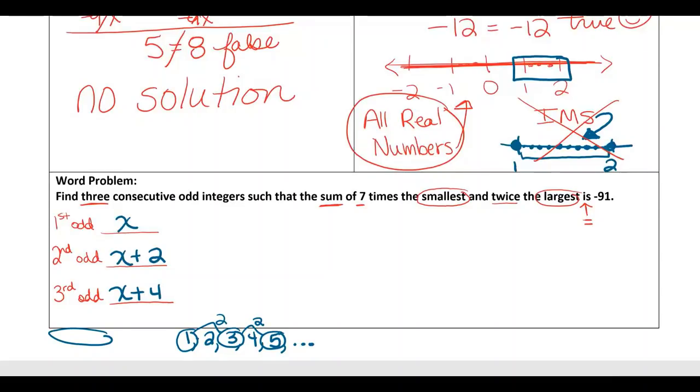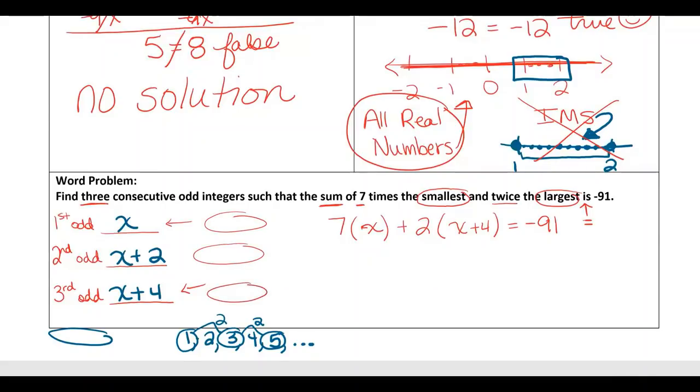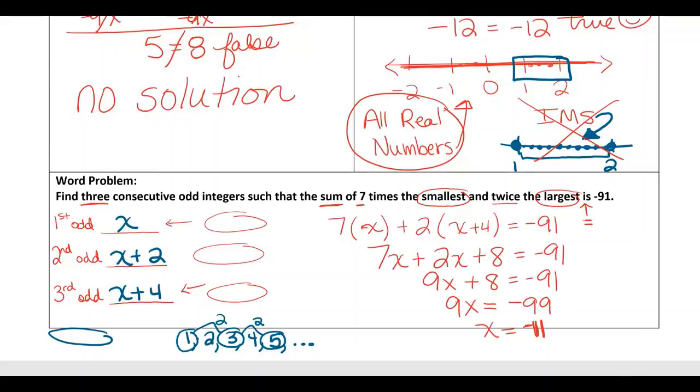So to set up our problem, we have 7 times the smallest. This is the smallest. So this right here is going to be x. And twice the largest, that's the largest. So x plus 4 equals negative 91. So now I would like for you to pause the video, work that problem out, and give me the 3 consecutive odd numbers. Okay, I have continued working the problem here.